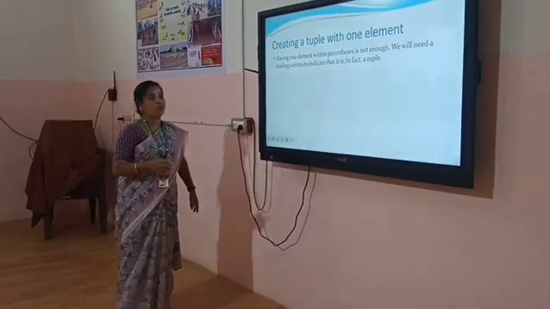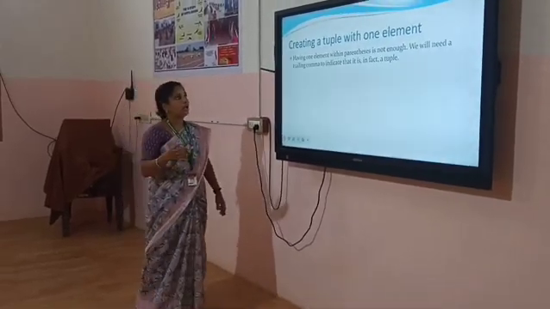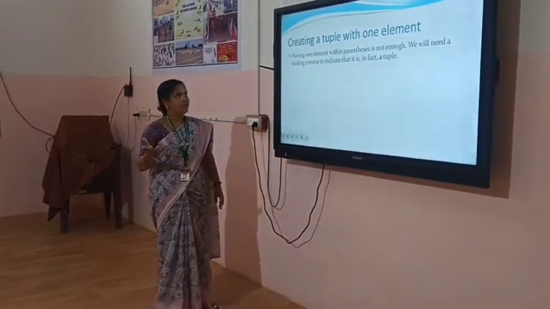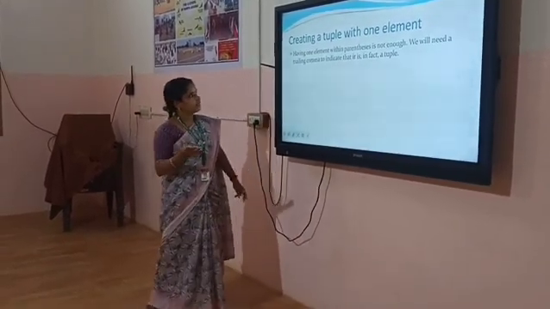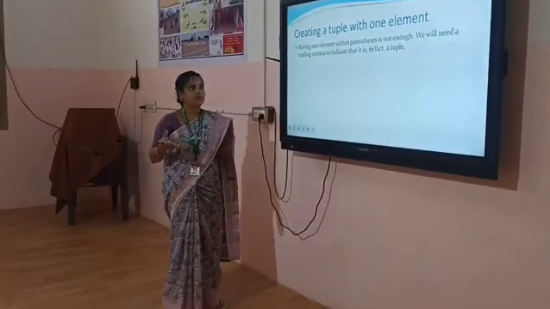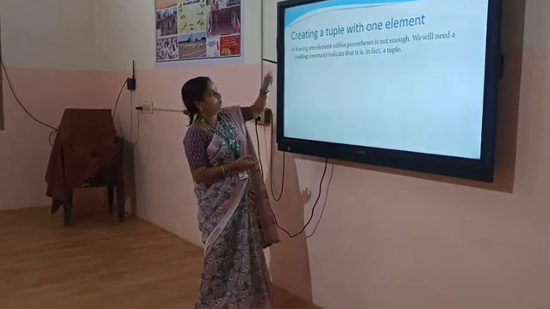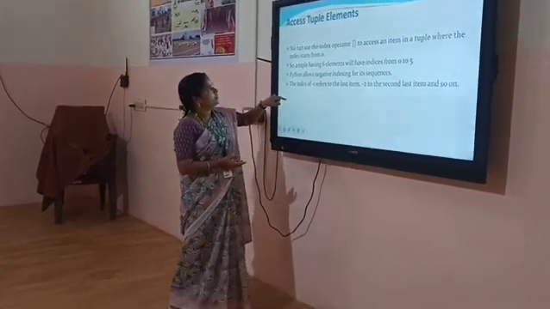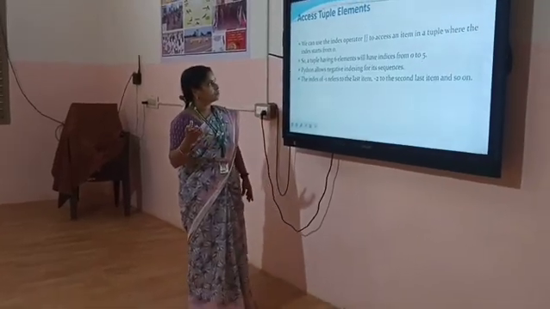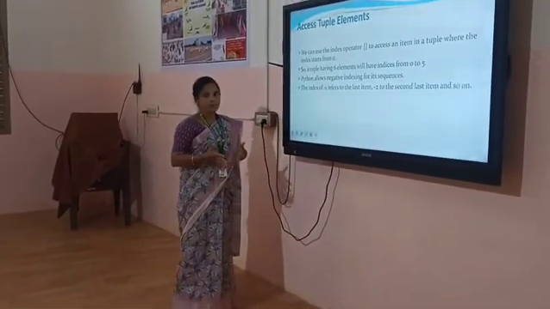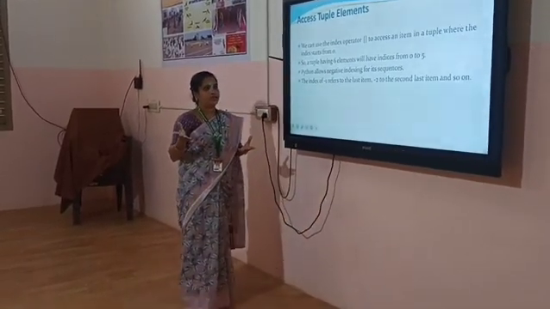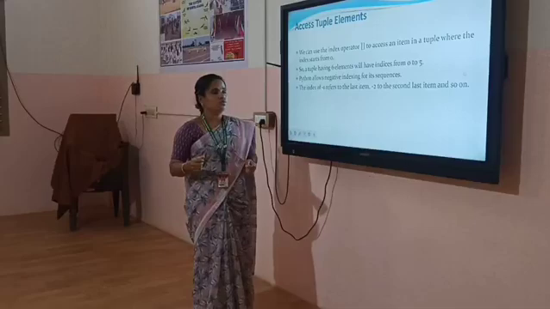Creating a tuple with one element. Having one element within parentheses is not enough. We will need a trailing comma to indicate that it is in fact a tuple. Access tuple elements: we can use the index operator. Index starts from 0, so a tuple having 6 elements will have indices from 0 to 5.